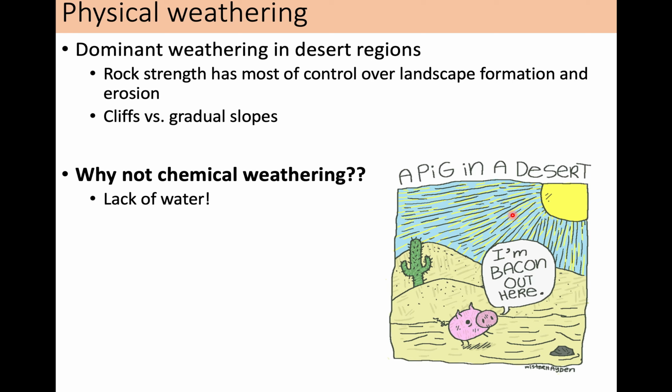Chemical weathering requires water. So all of our chemical weathering requires some sort of water to break down the rock and the sediments there. So because there's no water flowing, there's very, very little chemical weathering occurring in desert areas.